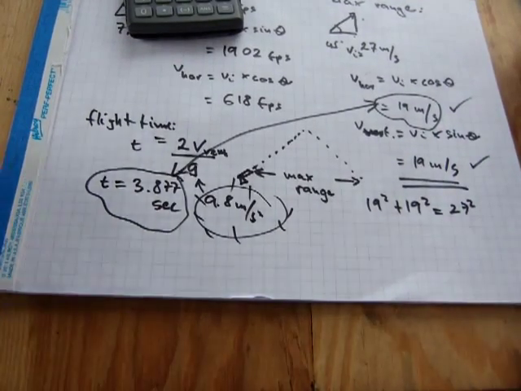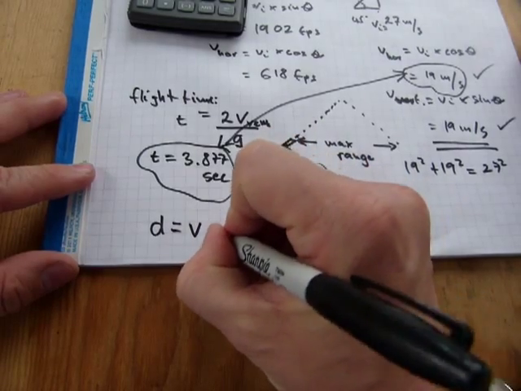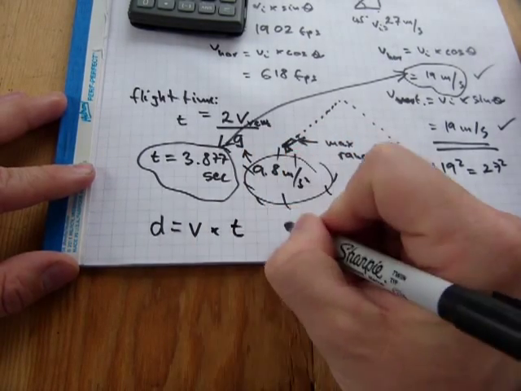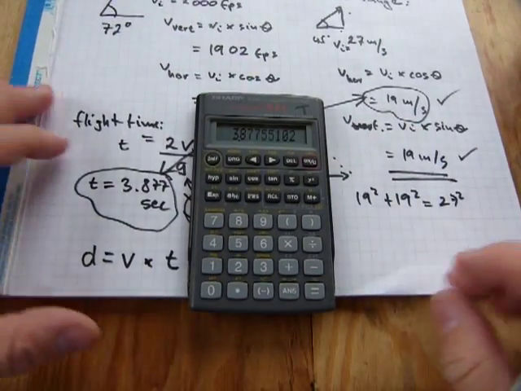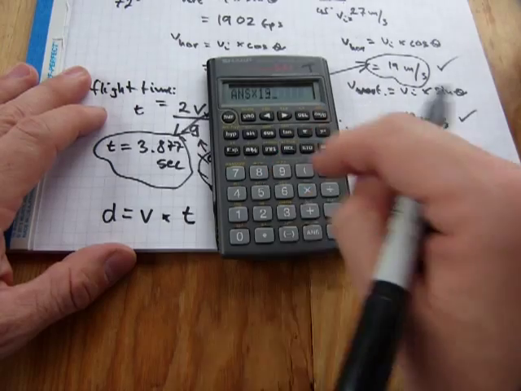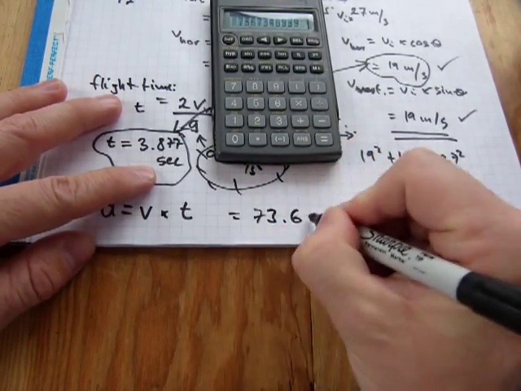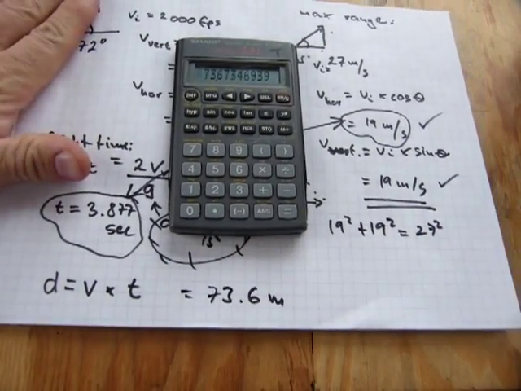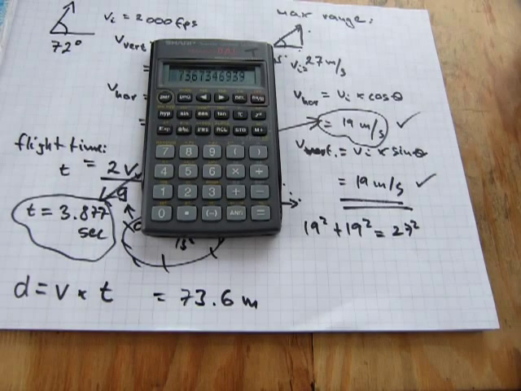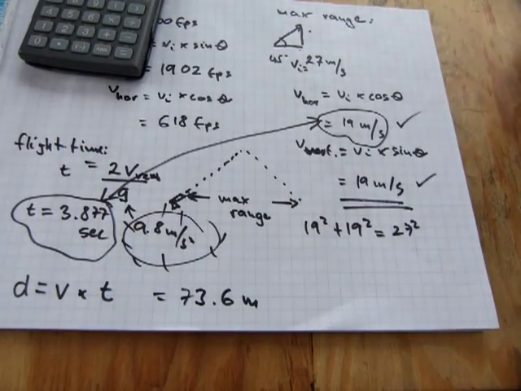And what you do is distance equals speed multiplied by time, which gives us, here is the 3.877 still on the display, multiplied by 19 equals a 73.6 meter maximum range for an arrow that's being shot at 27 meters per second initial speed. That's how you calculate maximum range.